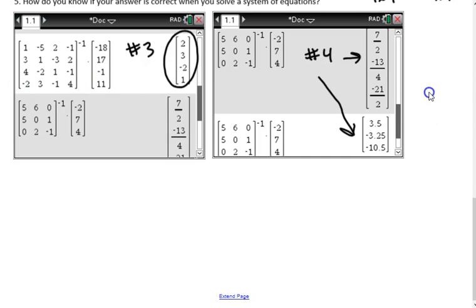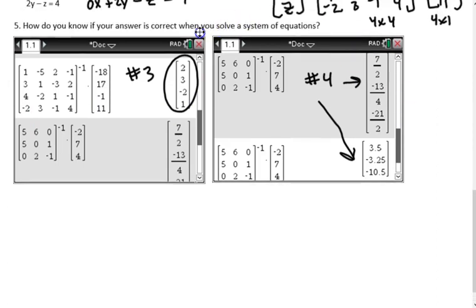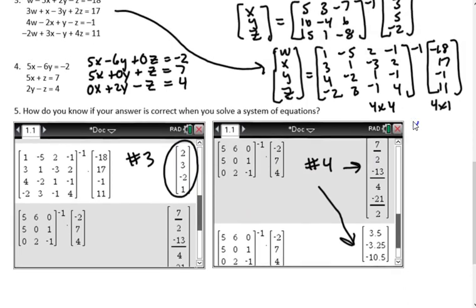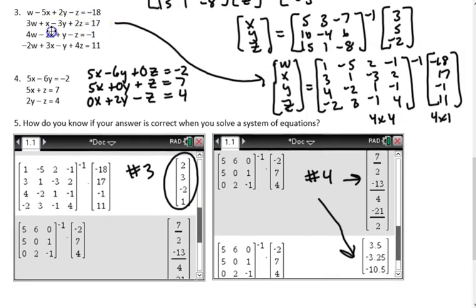The last little question here says, how do you know if your answer is correct when you solve a system of equations? Well, hopefully you realize that you can take your numbers 2, 3, negative 2, and 1, plug those in for w, x, y, and z, and they should make every single equation true. If they don't make every equation true, then that is not the solution of the system.